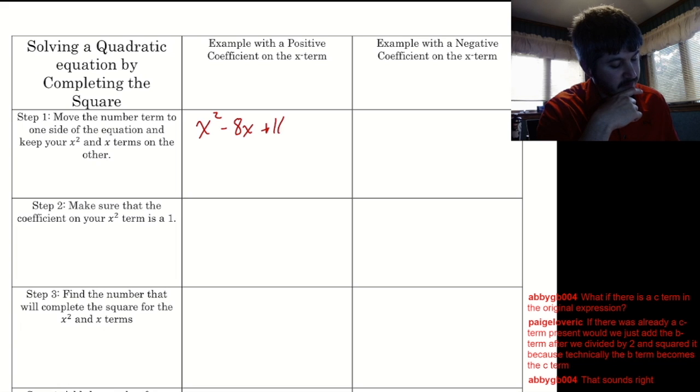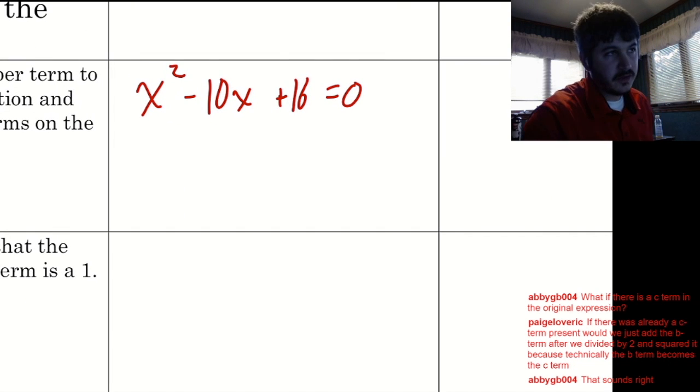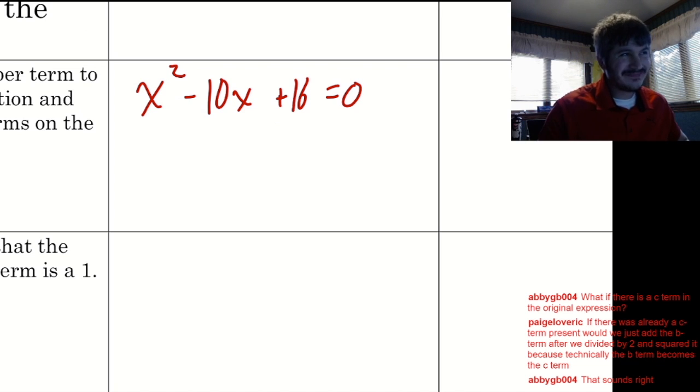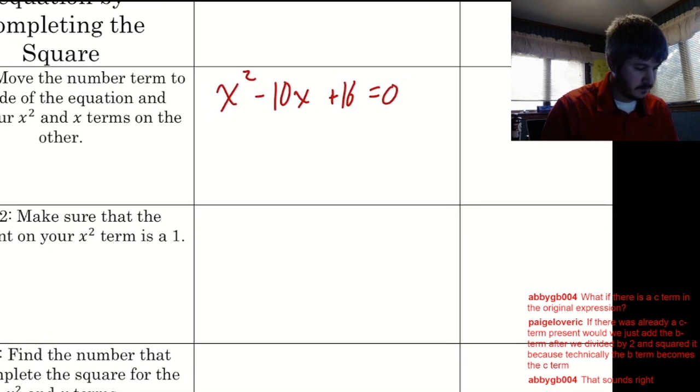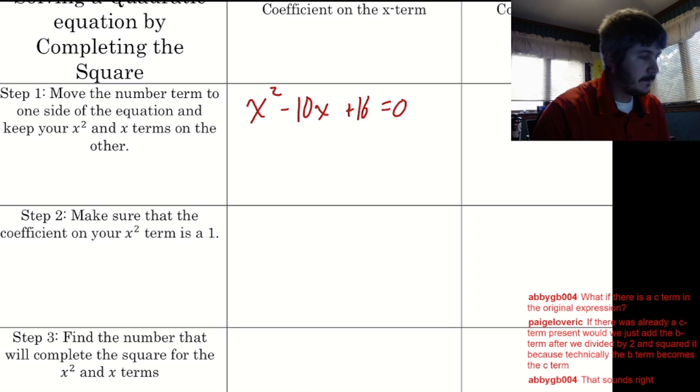I guess I could do plus 16. Problem is this factors already, so I don't want to do that. I'm just going to keep it. I'll do this. So now we will see it with a c term. Again, I'm not 100% sure if this will work as expected, but I'll try my best. Because now we see the c term.